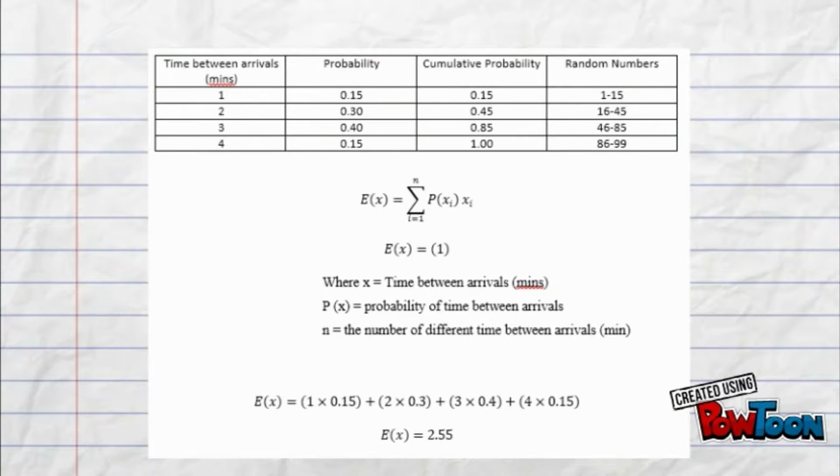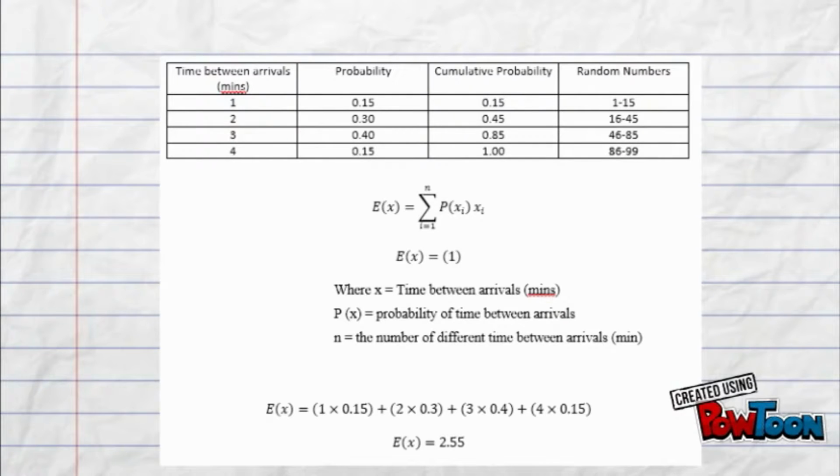The first step in solving this question is to create the cumulative probability table. For this question, the first row we get 0.15, the second row we get 0.45, the third row we get 0.85, and the last row we get 1. The second step is to create the range of random numbers table. The first row is 1 until 15, the second one is 16 until 45, the third one is 46 until 85, and the last one is 86 until 99.